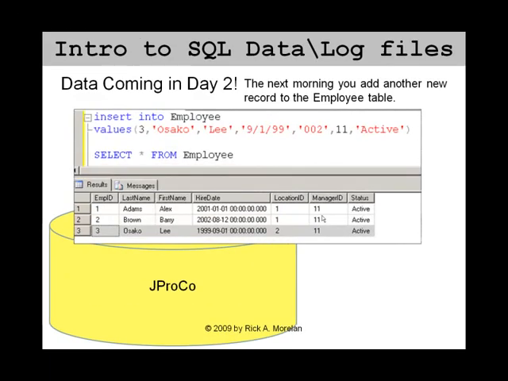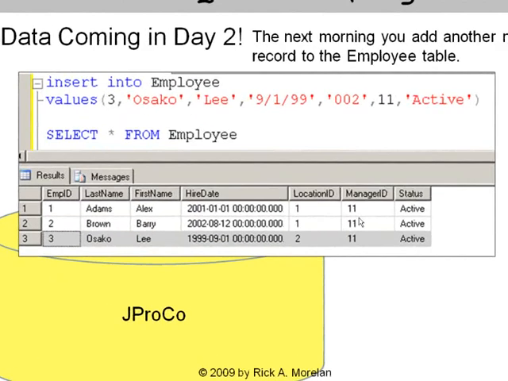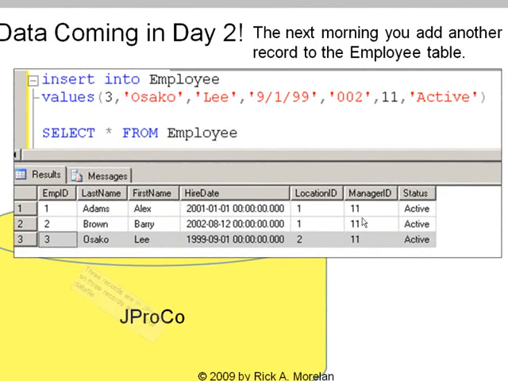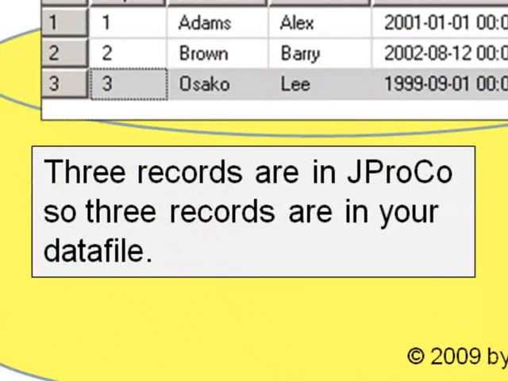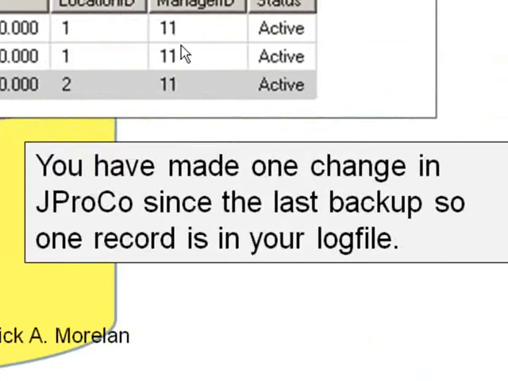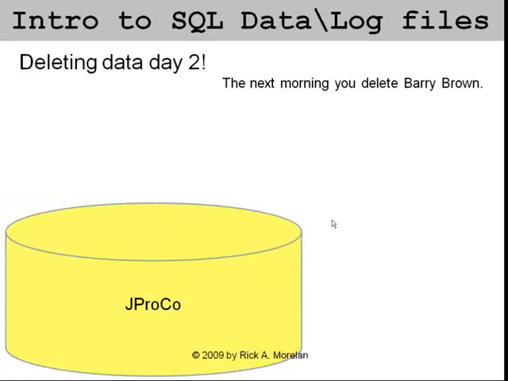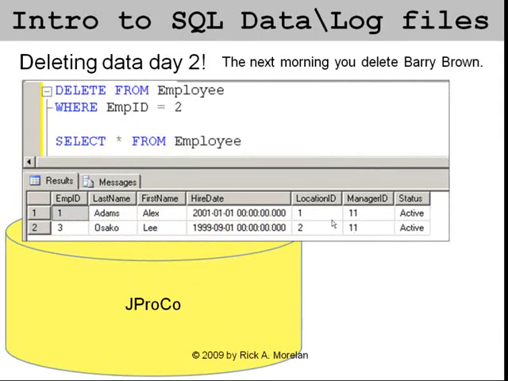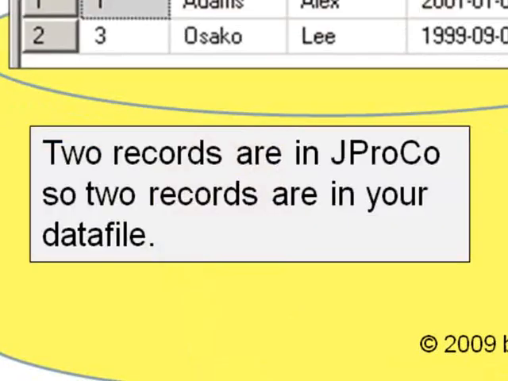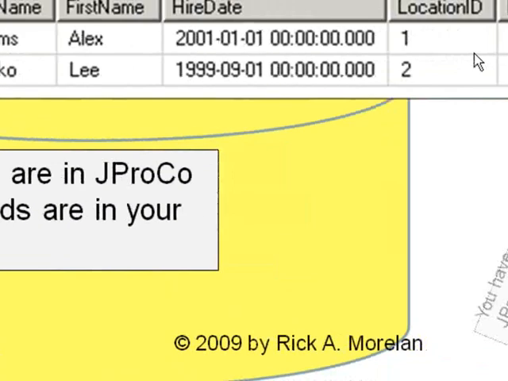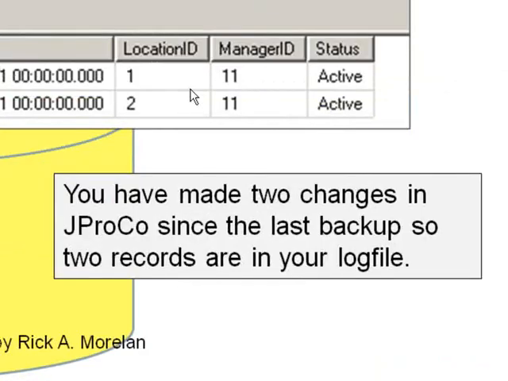Okay, so day 2. After the backup, now you're inserting a 3rd record, which is another change. At this point, you have 3 records in your data file, and you have 1 record in your log file. How about day number 2, where we delete Barry Brown? Okay, employee number 2 is gone. Well, now the data file only has 2 records left in it, and the log file has experienced 2 changes, 1 insert and 1 delete, since the last backup. And it also has 2 records in its log file.